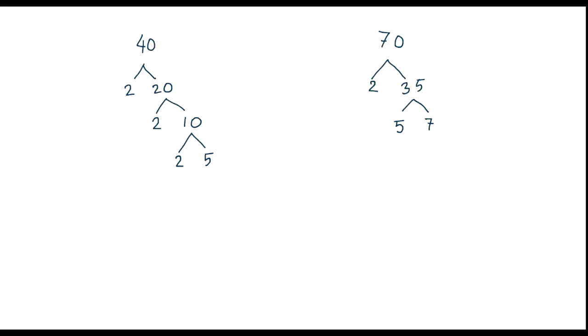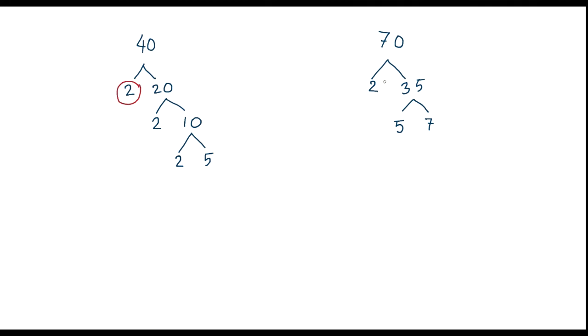I have two numbers here, 40 and 70. And I have done the prime factorization. Now from the prime factorization, we will find the GCF. As the GCF is the highest common factor, we will take the common prime factors. First, we have 2.